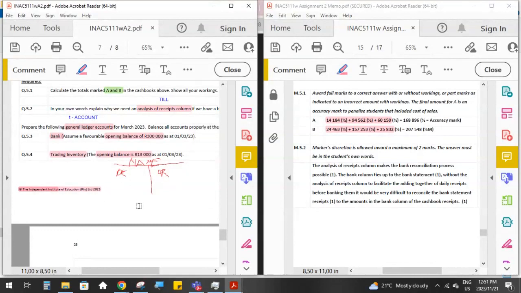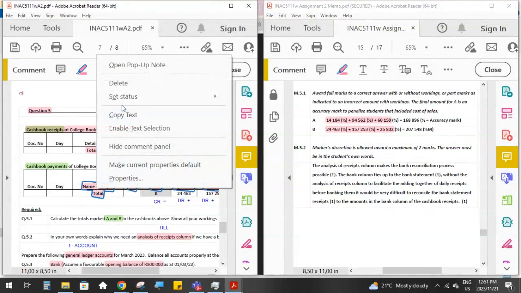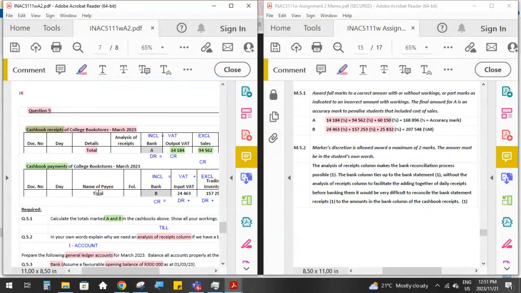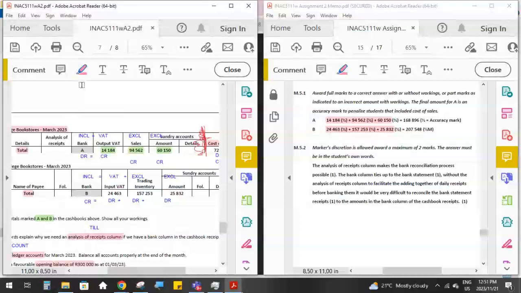So that's what we wanted. These four: bank, trading inventory, capital, and sales, you had to use these. Remember this question too, these are column totals. At the end of the month, for the month of March, they didn't give us all the individual transactions for the month. They have just given us the column totals for the month, as if these columns had all been added up. These were the totals, okay?